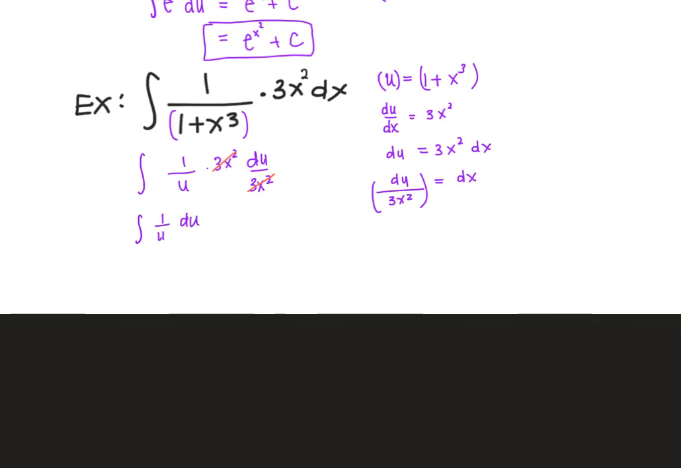Well, we know from our previous section that the integral of 1 over u is natural log of u, and I can back substitute what u equals, 1 plus x cubed, plus c, and that's your final answer. So that's the basics of u substitution.